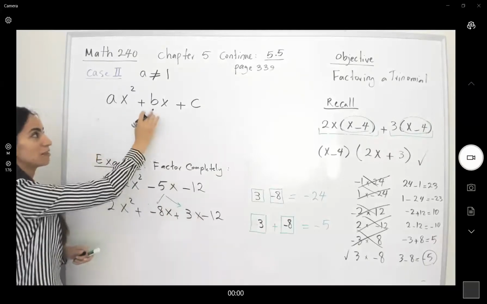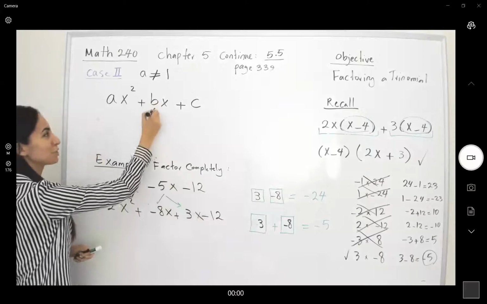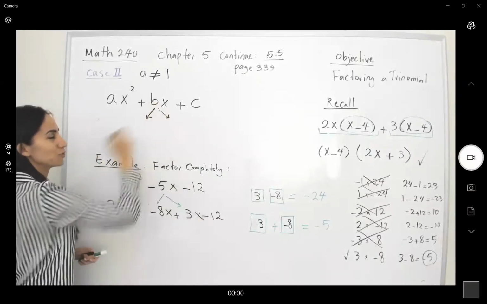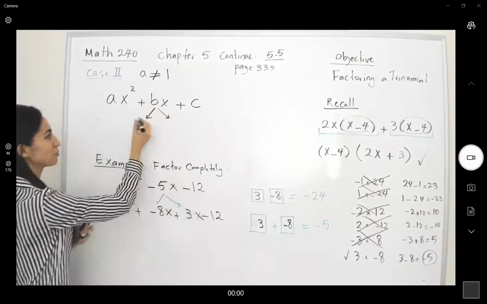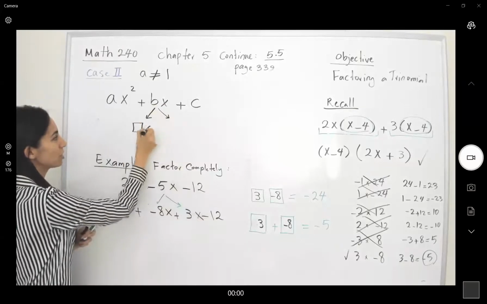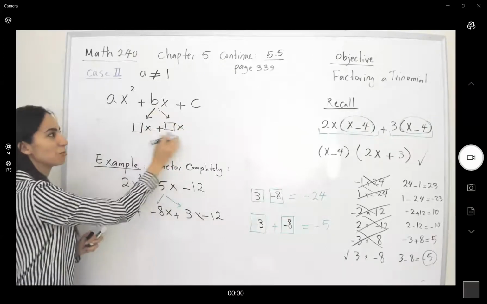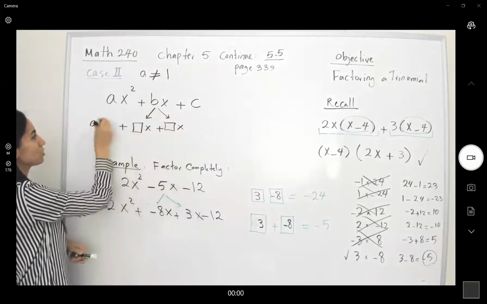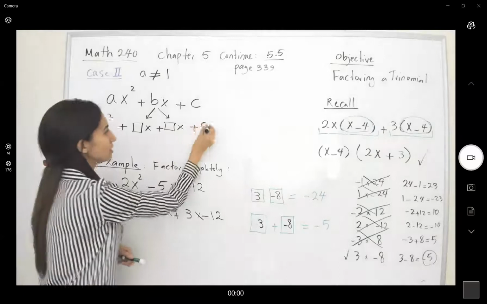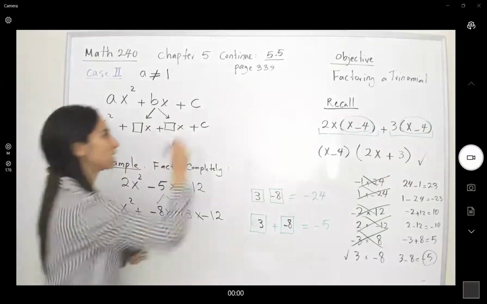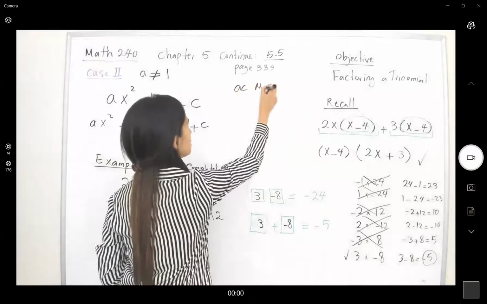So we break down b into the sum of two expressions: the first number times x plus the second number times x. Here you have ax squared plus c. This is called the AC method.